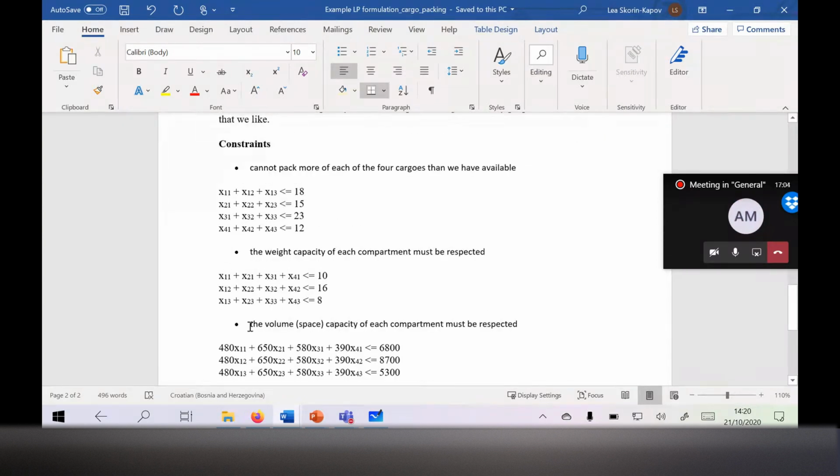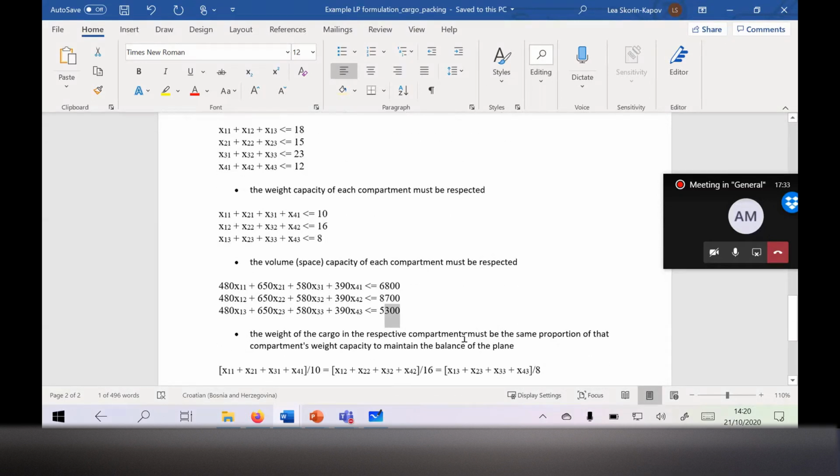We said that the volume capacity of each compartment must be respected. So we said how much each ton of each of the cargoes takes in terms of cubic meters per ton. Again, we summarize across all of the cargo that is in compartment 1, and that has to be less than or equal to the volume or the space capacity of the front of the plane. Same with the center, same with the rear. So these are our volume capacity constraints.